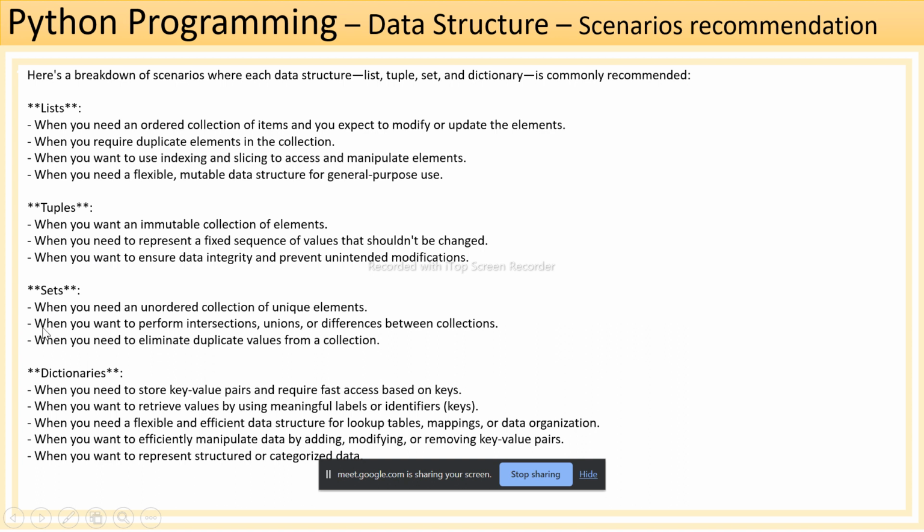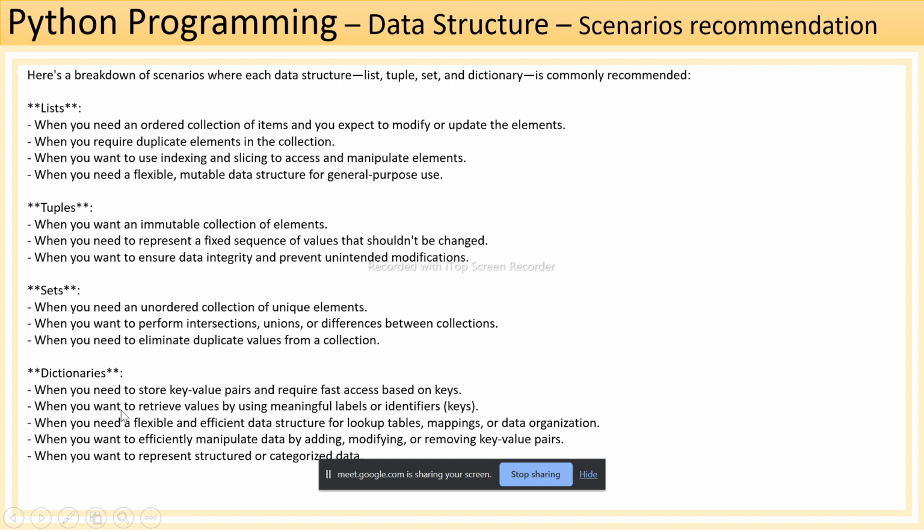Okay, sets. When do we use sets? When you need an unordered collection of unique elements. Unique means it doesn't accept duplicate values. When you want to perform intersections, unions and differences of two collections, or more than two collections as well, between the collections, then you can use sets. When you need to eliminate duplicate values from a collection, of course this is set.